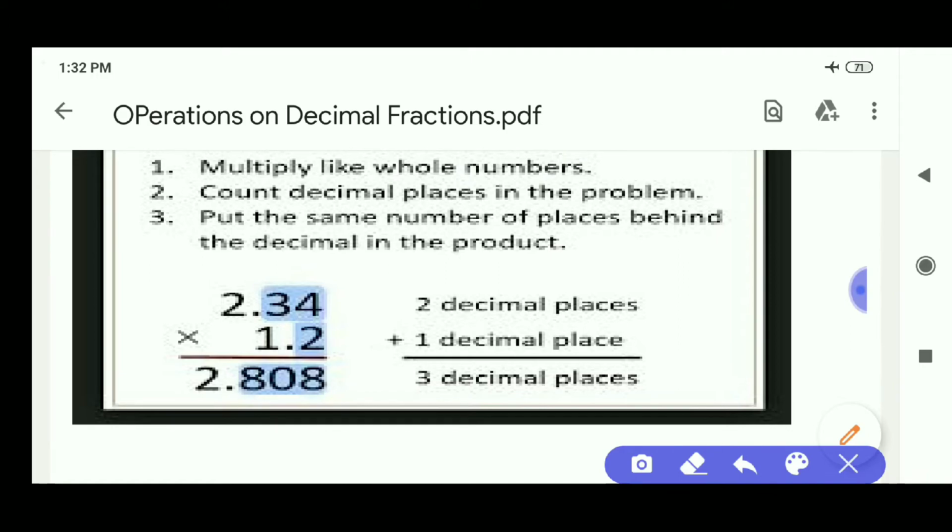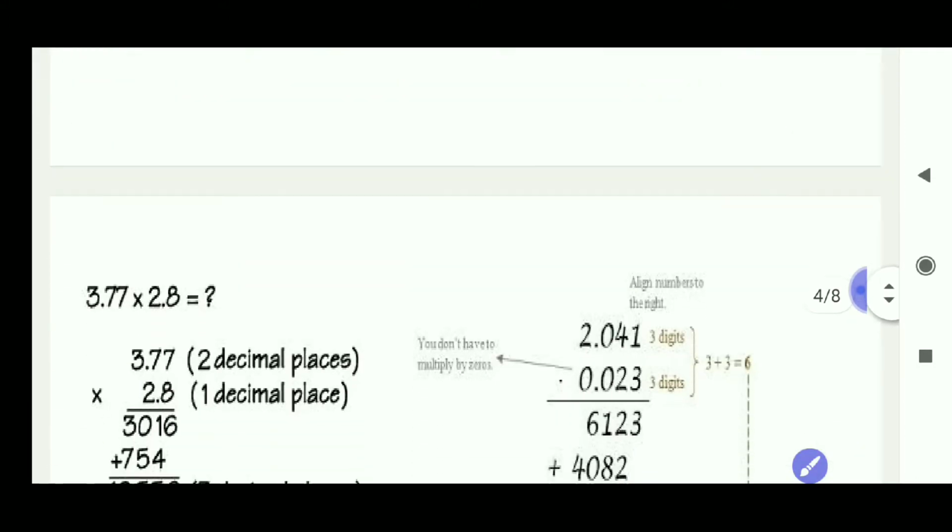2.34 into 1.2. In 2.34, we have two decimal places. In 1.2, we have one decimal place. Total number of decimal places is 3. Now multiply without considering the point. The answer is 2808. Now we want 3 decimal places. So put the decimal point behind 3 digits. That's all. So the answer becomes 2.808. The procedure is very simple.